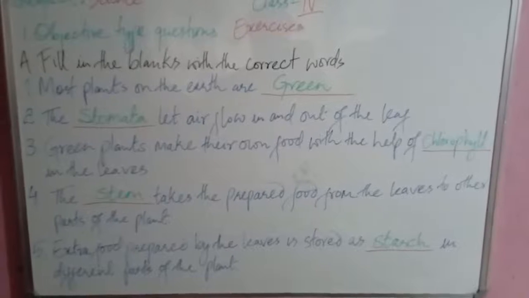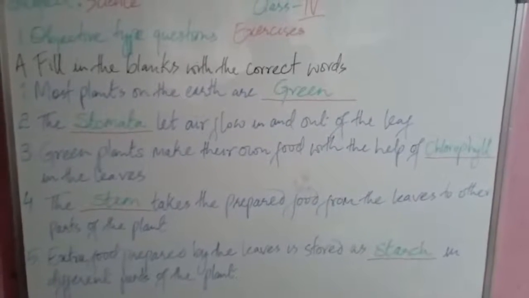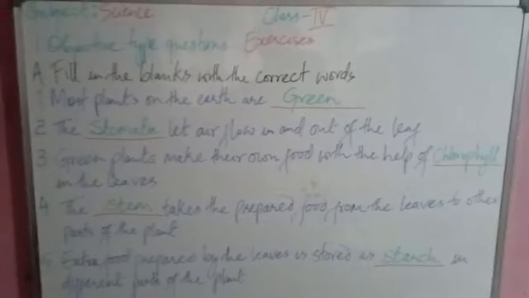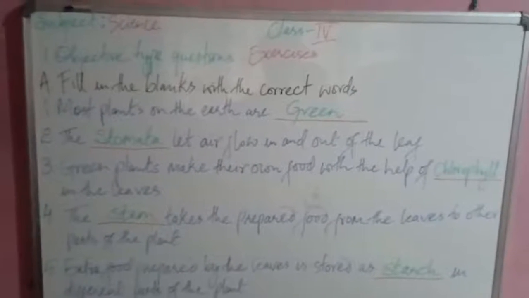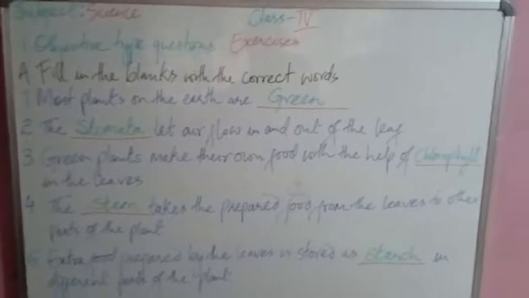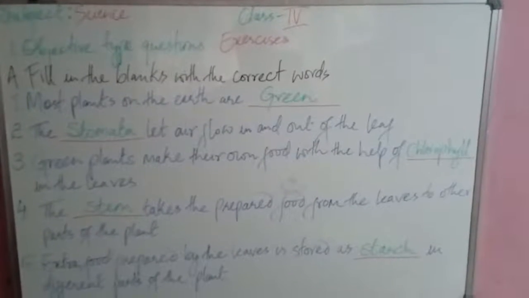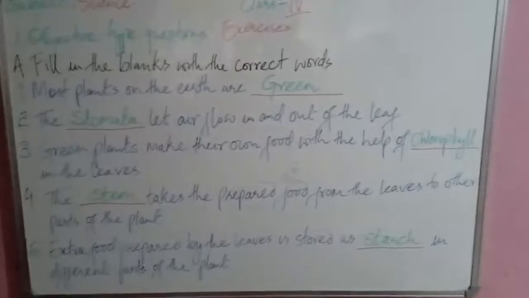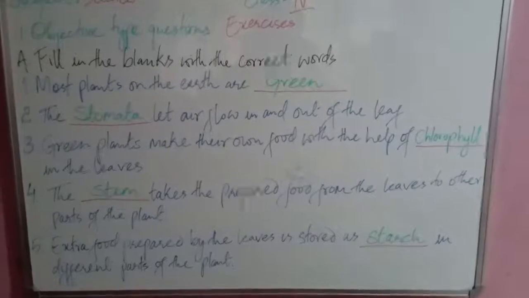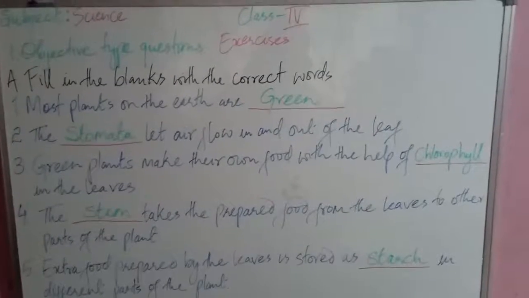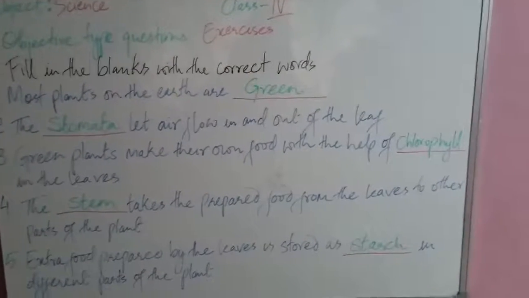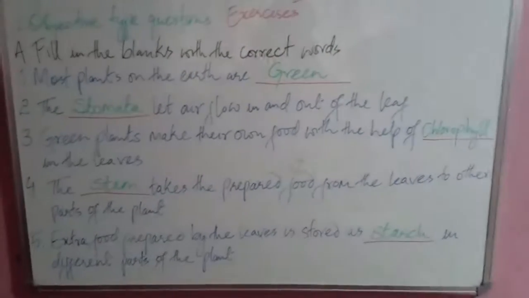After that, question 2, the dash veins / stomata let the air flow in and out of the leaf. So that will be your not veins but stomata. And then question 3, green plants make their own food with the help of dash in their leaves. That will be your chlorophyll.